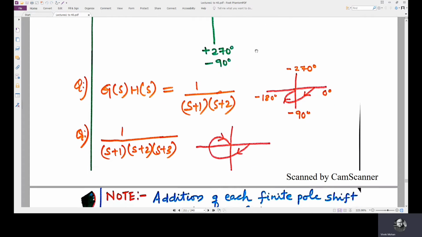Now, as an extension, what we are going to do is make some changes in the function GH. Now it has become 1 by s plus 1 into s plus 2.